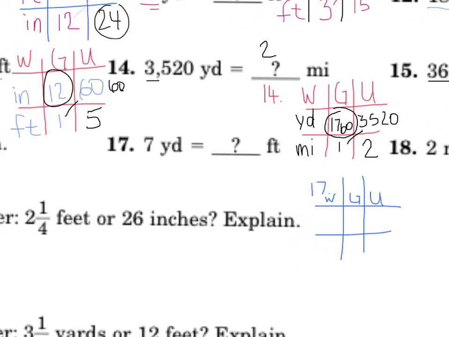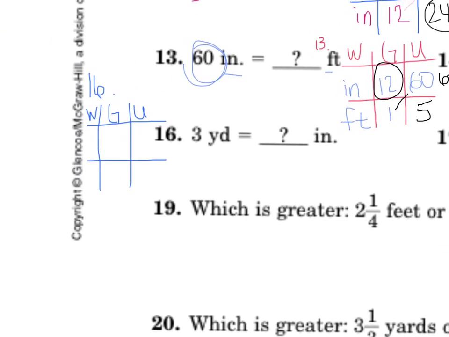Okay, number 16. We have yards and inches. Again, yards to inches is not on the math chart, so we're going to have to change yards to feet and then feet to inches. So our words are going to be yards to feet, 3 feet in 1 yard. And it's saying, okay, if you have 3 yards, how many feet will that be? 3 times 3 is 9, and 9 divided by 1 is 9.